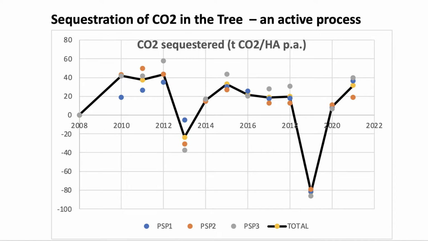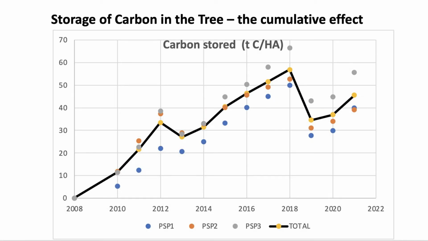In those 2 years, we sequestered negative carbon. We took more out than the trees took in. We took more out by cutting down those trees than what the trees took in. But again, they recovered in following years.